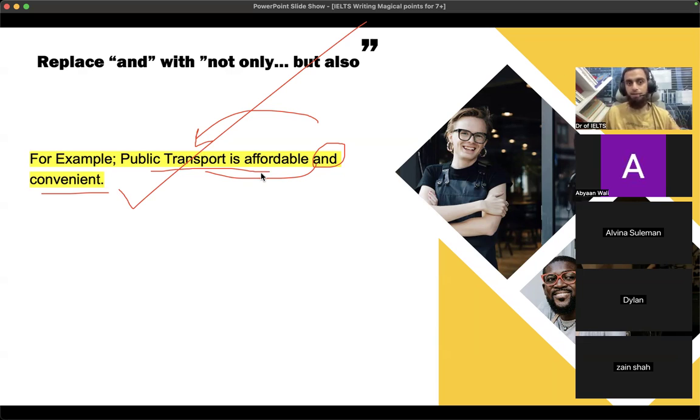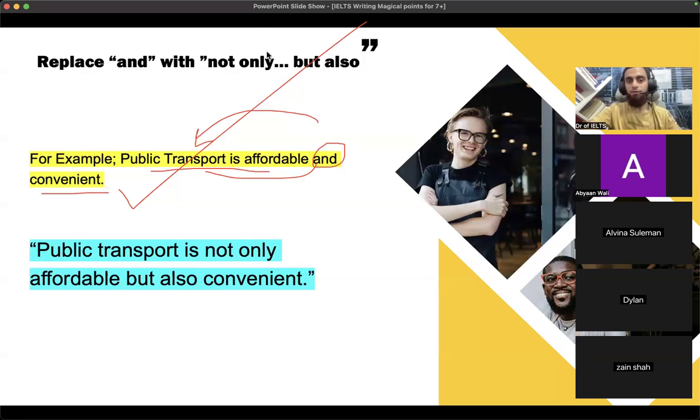Then what is the difficulty and challenge in IELTS, right? So the moment you use "and," you have to replace it. How to replace it? With "not only but also." That means a correlative conjunction, a paired conjunction, right? So this moment, you see the same example, the same words, public transport.